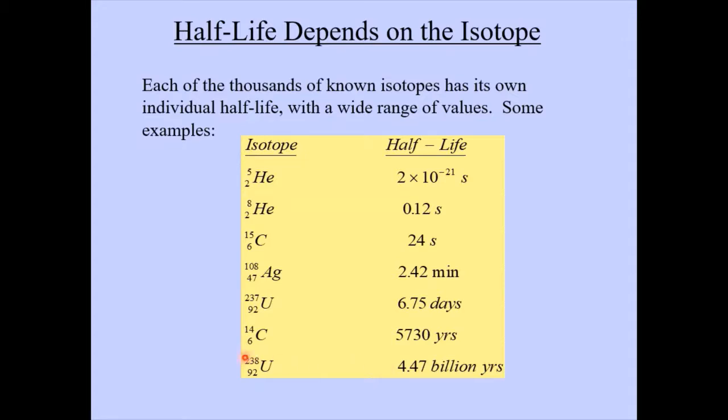So obviously, uranium-238 is much more stable than helium-5, because helium-5, every trillionth of a trillionth of a second, is going to decay, leaving only half of what is left. For uranium-238, it takes 4.5 billion years to lose half of our original sample, meaning this is going to decay much, much more slowly. So there's a huge range in half-lives.